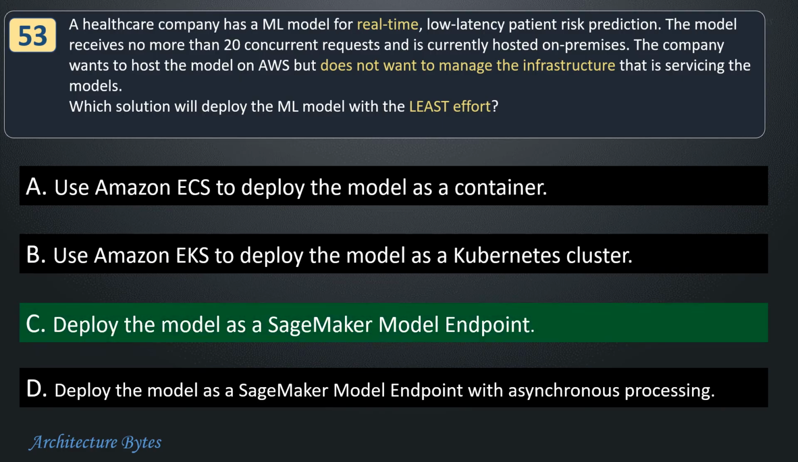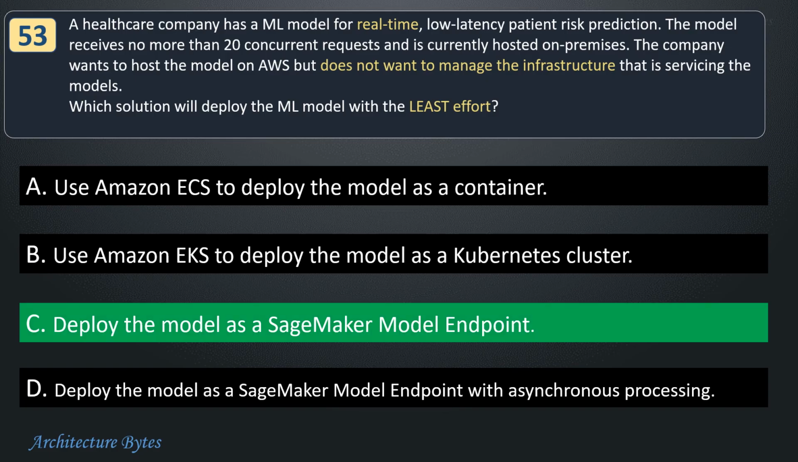So option C, deploy the model as a SageMaker model endpoint, is the right answer here. This is the simplest option, providing automatic scaling, infrastructure management, and low latency. Option A requires more effort as it involves building and managing a container. Option B requires more overhead in managing a Kubernetes cluster. And option D is suitable for batch processing or non-real-time tasks, but it's not suitable for real-time low-latency applications.